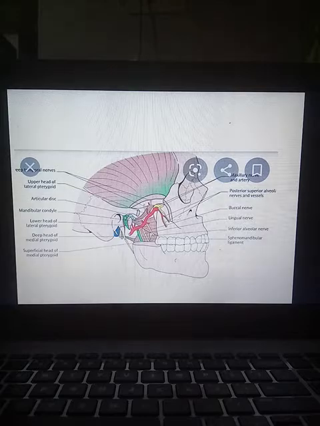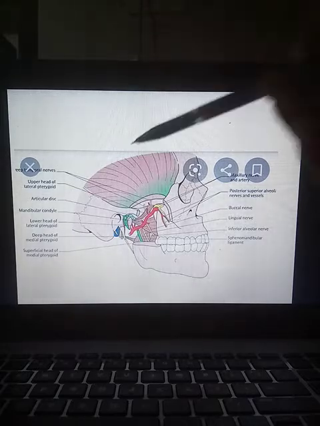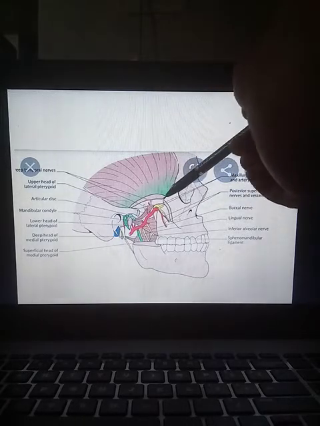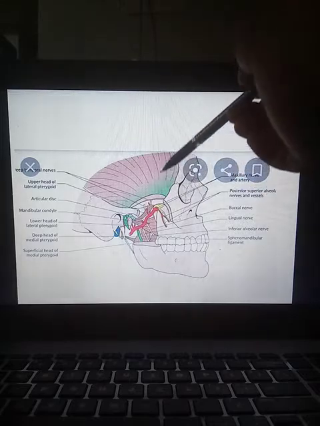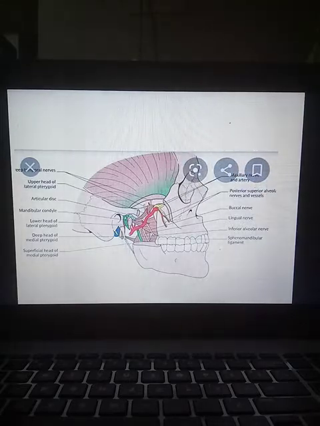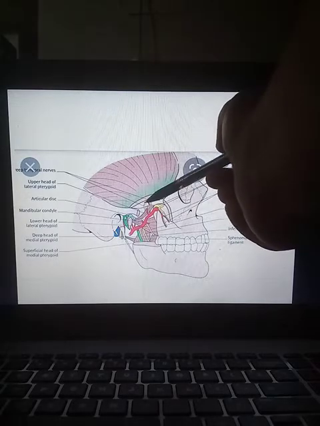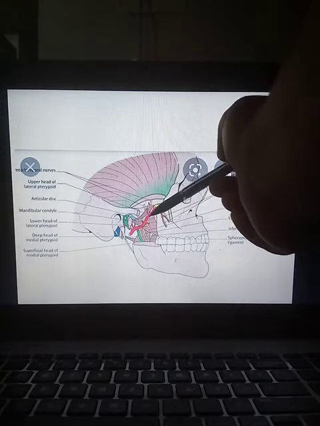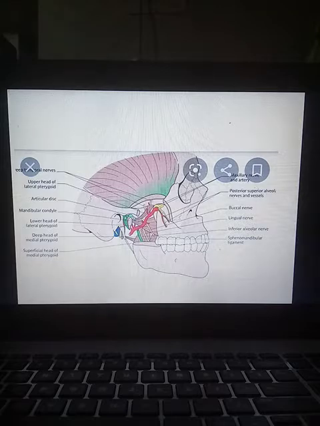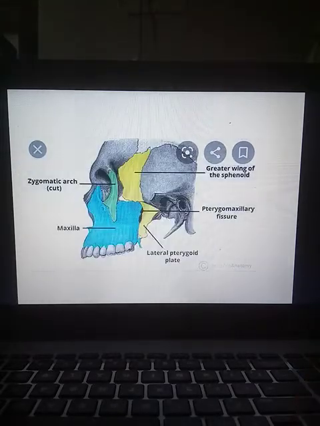Again enumerating the structures, you will be having the temporalis muscle, here the middle temporal artery, which is the branch of the superficial temporal artery, then the zygomaticotemporal nerve, then the deep temporal nerves, deep temporal vessels, and that's it. They are the contents. After that comes your infratemporal fossa. The temporal fossa is done, that is present on the side of the skull.